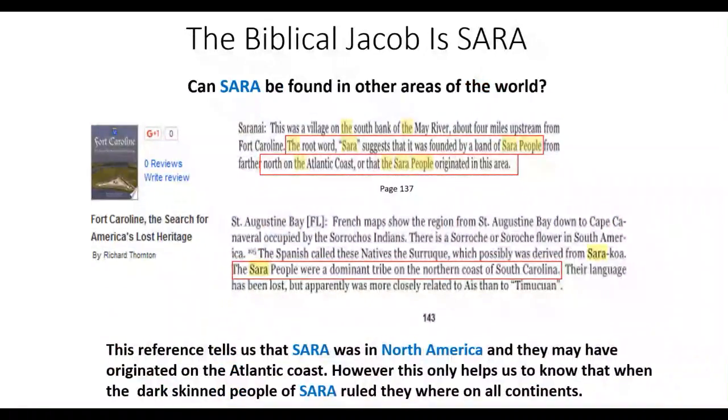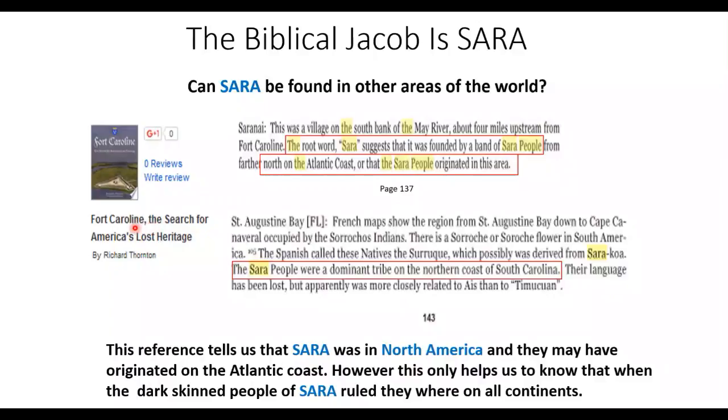So we will go on to further understand how far SARA stretched. This starts going into the Aboriginal conversation most Black Americans have.